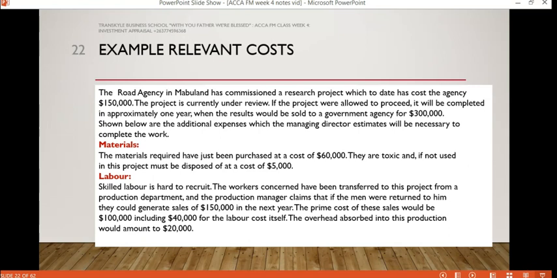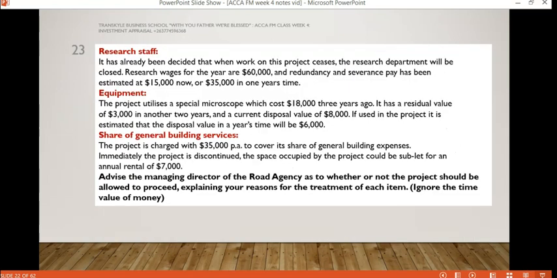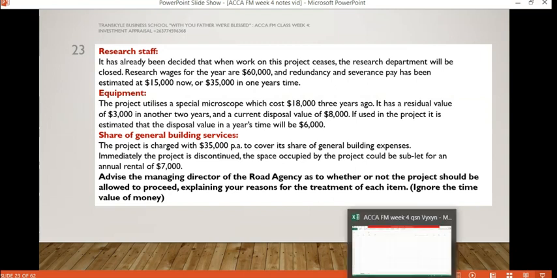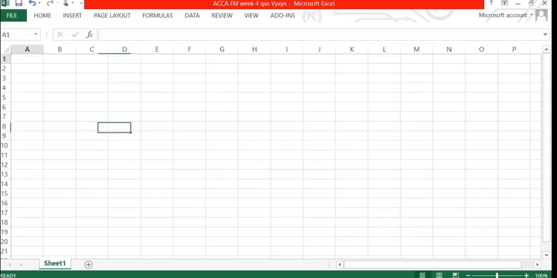After you read just the first paragraph, you just have to go straight to the question requirement. Advise the managing director of the road agency as to whether or not the project should be allowed to proceed, explaining your reasons for the treatment of each item. So you need to be systematic. You go to your spreadsheet portion during the exam, and you start to note down your answer. This is our spreadsheet, ladies and gentlemen.